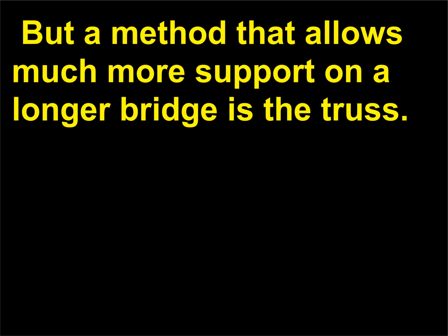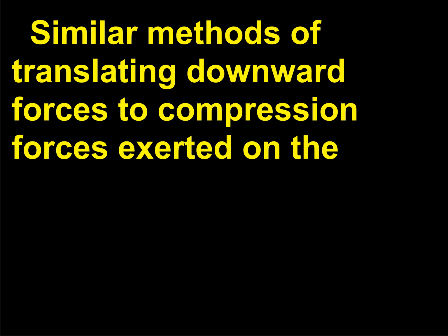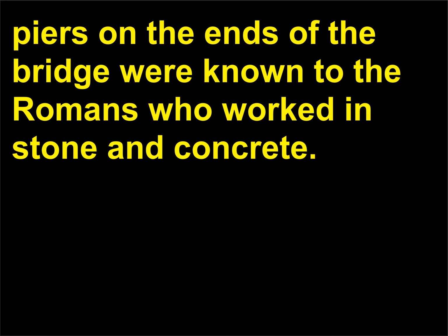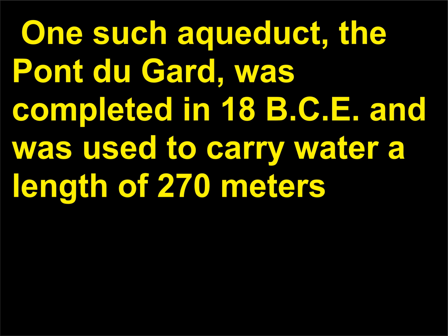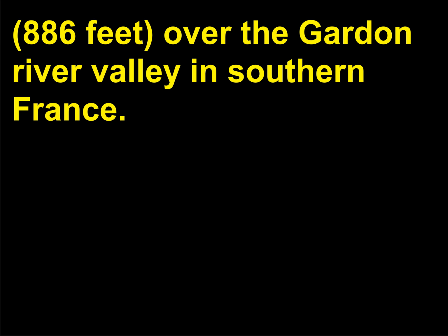But a method that allows much more support on a longer bridge is the truss. Similar methods of translating downward forces to compression forces exerted on the piers on the ends of the bridge were known to the Romans who worked in stone and concrete. They were famous for the arches used in their massive aqueducts. One such aqueduct, the Pont du Gard, was completed in 18 BCE and was used to carry water a length of 270 meters, 886 feet, over the Gard River Valley in southern France.